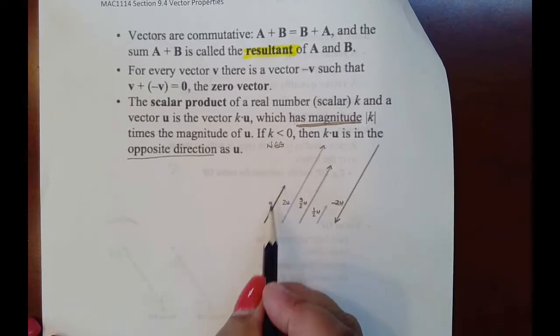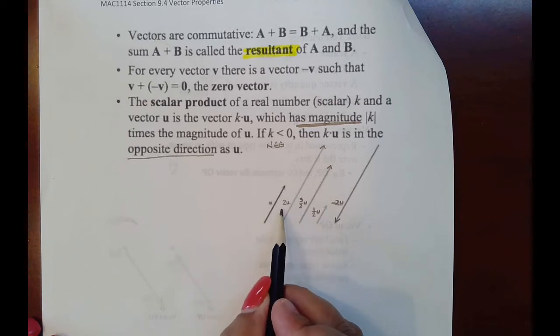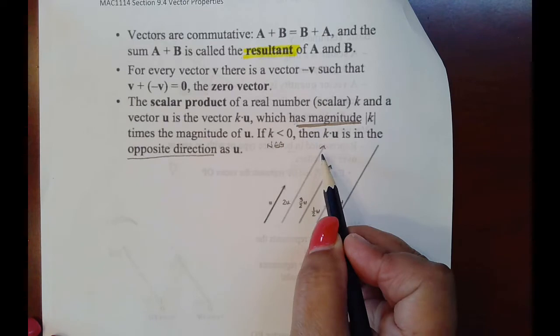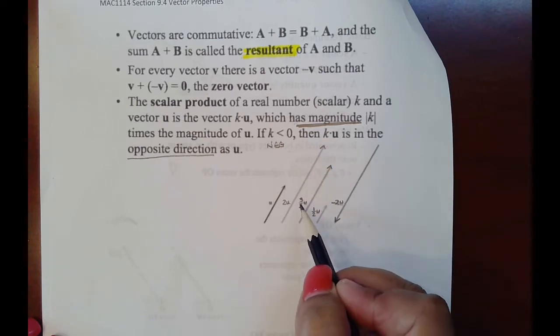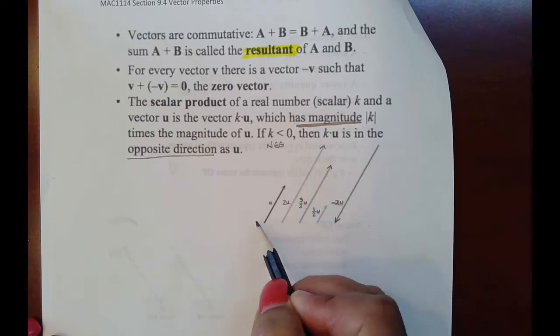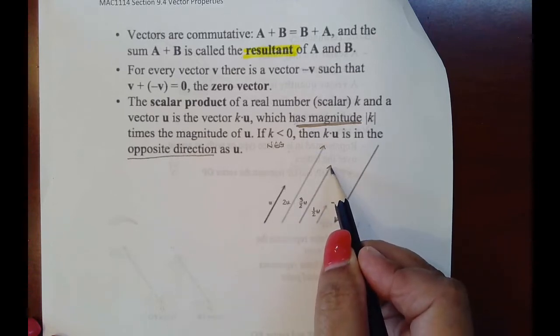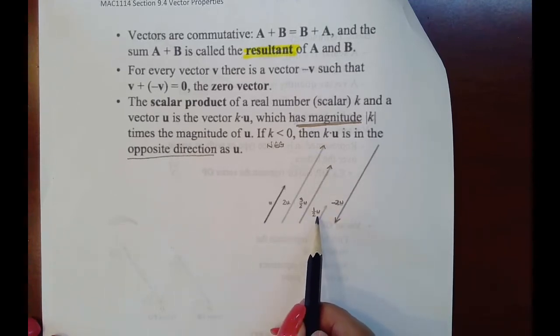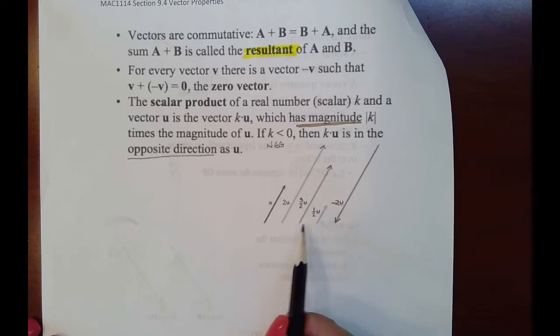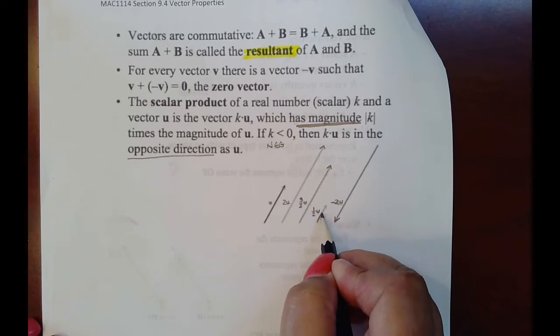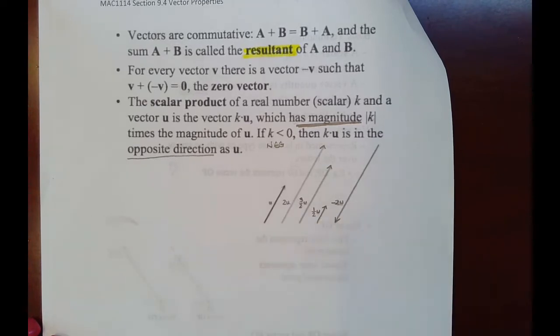Okay, so here you see vector u. If you multiply it by positive 2, it's twice as big, but it still moves in the same direction. If we multiply it by 1.5, then it's 1.5 times as big as the original u, but still, again, in the same direction. If we multiply vector u by 1/2, then it's half as big as the original, but again, moving in the same direction.